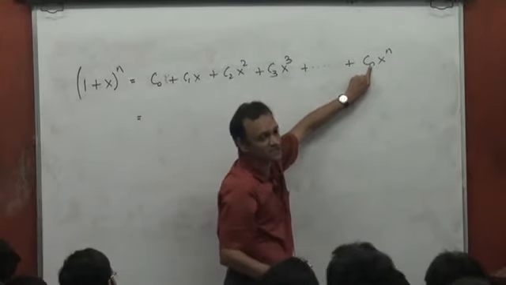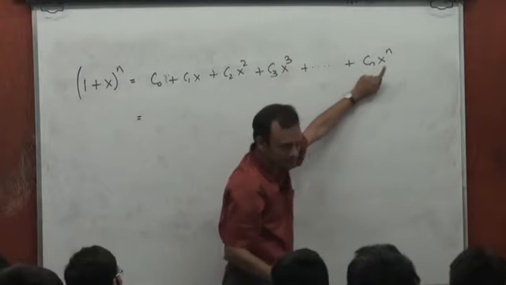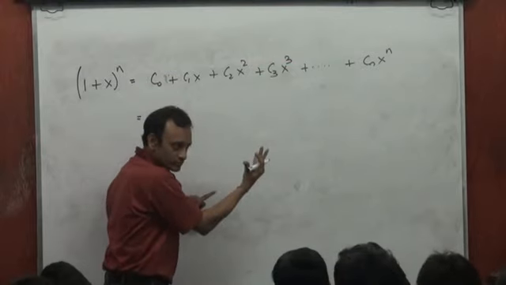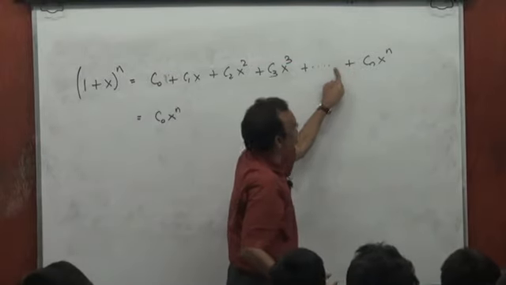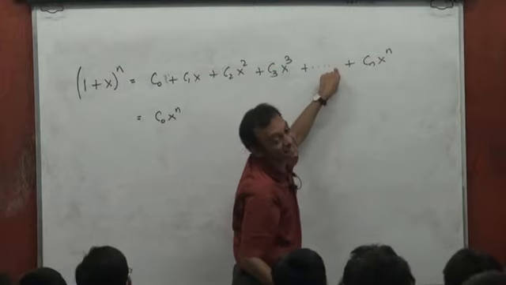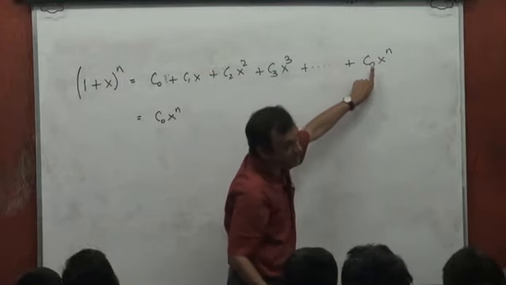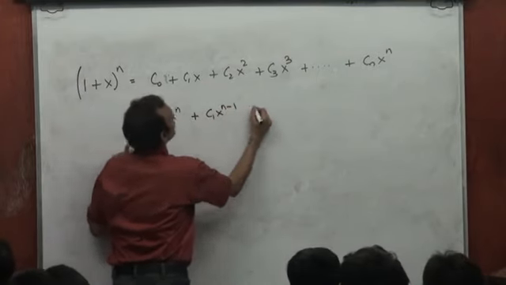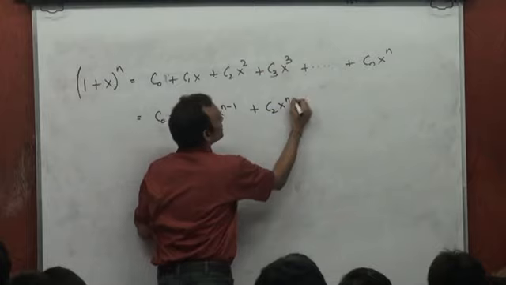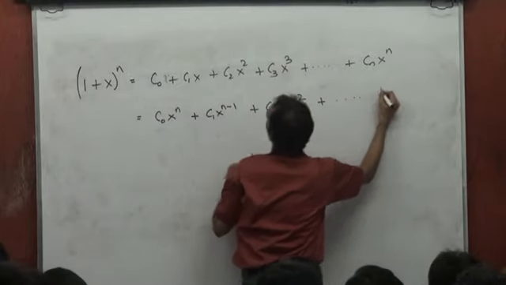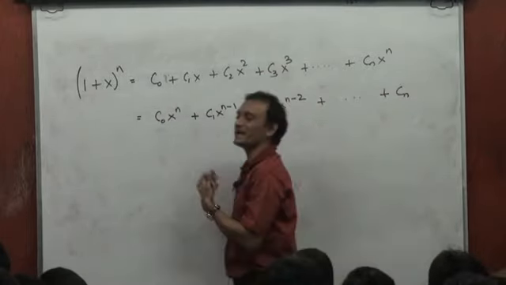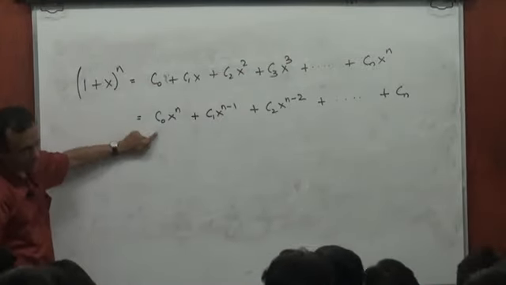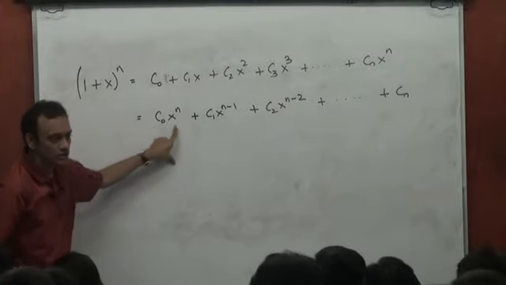So c0 x^n has the highest power first, right? The term after this would be c1 x^(n-1), then c2 x^(n-2), and so on, plus cn. I hope all of you are there with me. That's in descending powers of x. Sometimes we want to write it like this, in ascending powers of x, and sometimes like this, in descending powers.